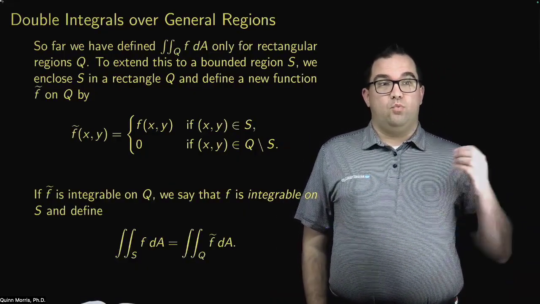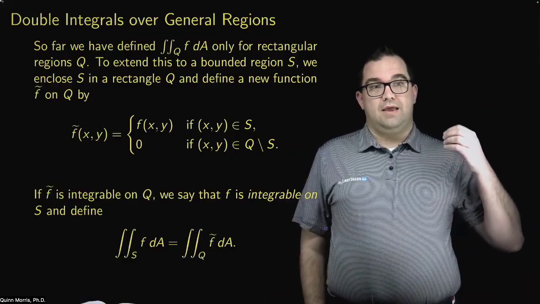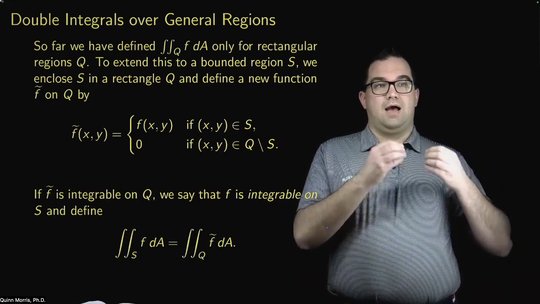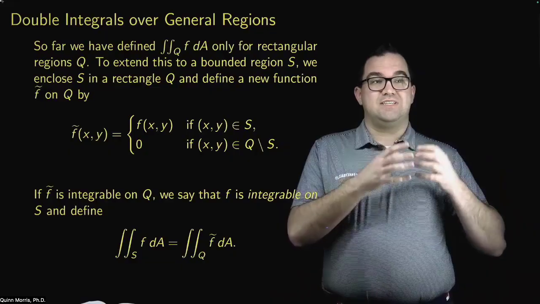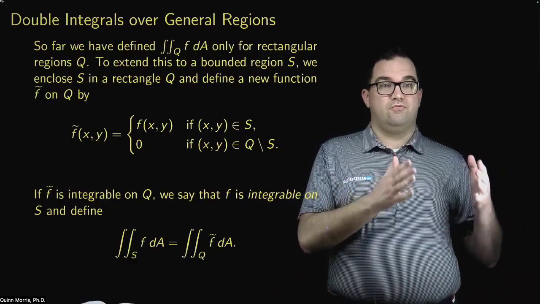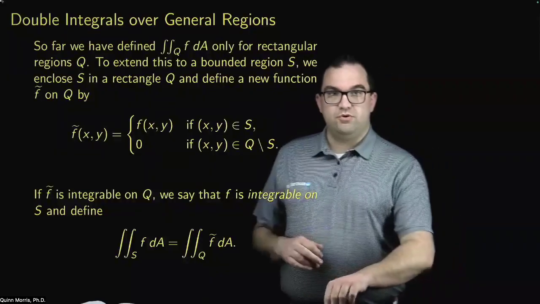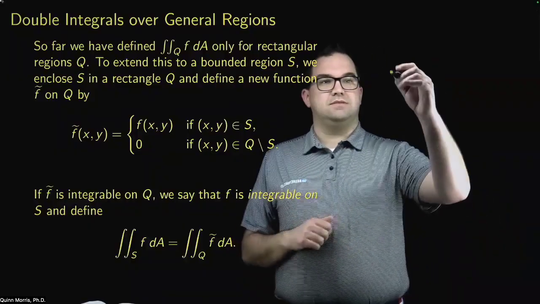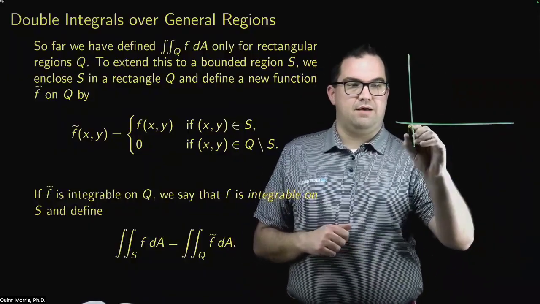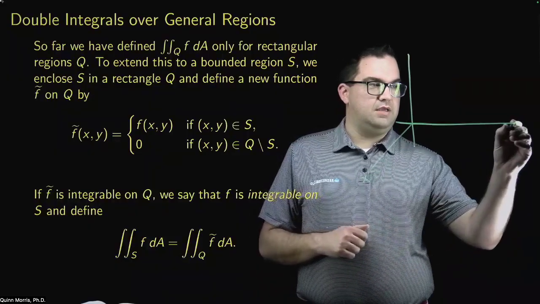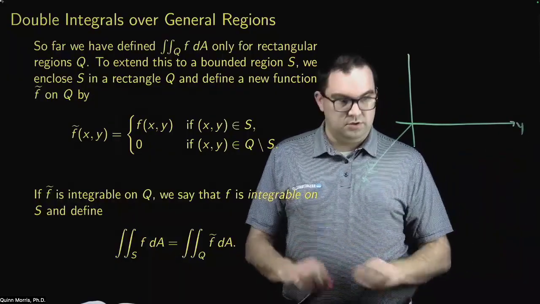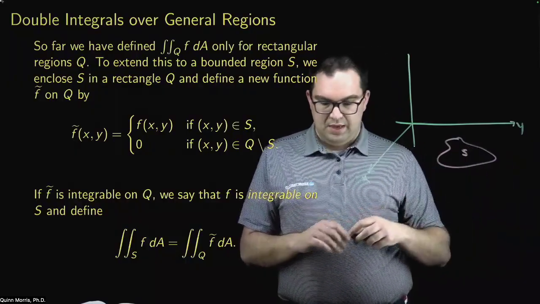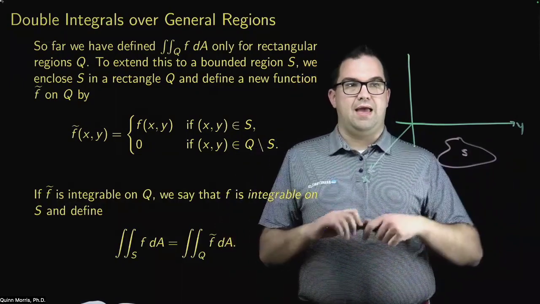Since we understand well how to integrate a function over a rectangle, what we would like to do is extend our notion to a general region by just extending our function to be defined on the full rectangle. Imagine we want to integrate over some bounded region S. So we have some bounded subset of the xy plane, which we will call S, and I have some function that's defined on S.